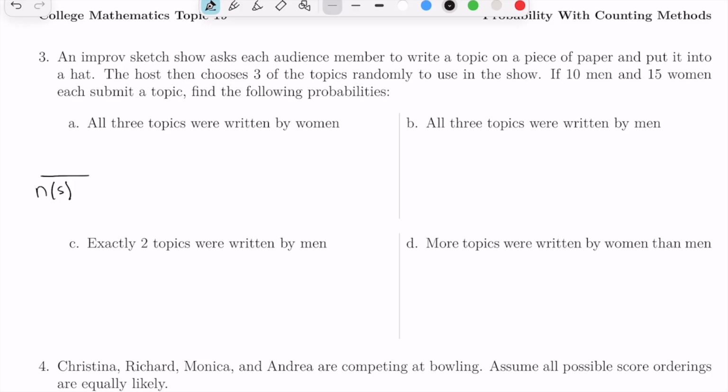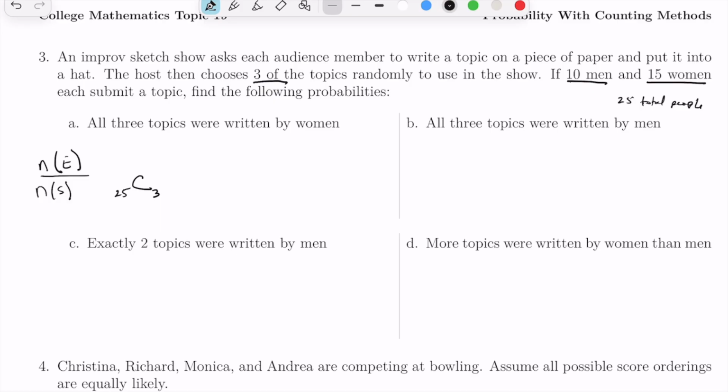That means that we notice we have 10 men and 15 women. That means 25 total people. And we want to choose 3 of them. So the bottom of this is going to be 25C3. That's the total number of ways of choosing 3 topics from this audience of 25 people.